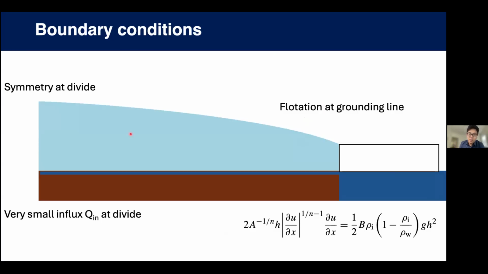For the ice, we assume symmetry at the ice divide, which is the spreading center of an ice sheet. This means that the surface slope and the velocities there are zero. And then at the grounding line, we assume that the ice sheet is connected to an ice shelf. So this bottom equation here says that the longitudinal stresses at the grounding line are set by the imbalance between hydrostatic pressures in the ice shelf and the water below it due to the buoyancy of ice.